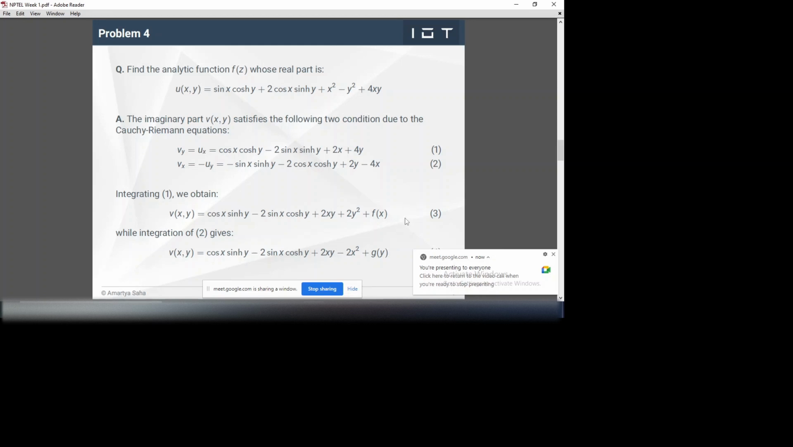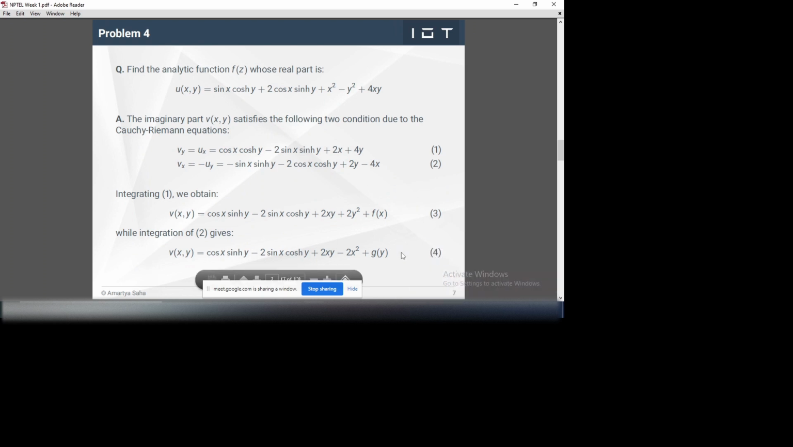So now let's compare the forms 3 and 4. We'll see some similarities and some dissimilarities. The first three terms are the same in 3 and 4, but there is a difference in the fourth terms, and then there are these undetermined functions f(x) and g(y).